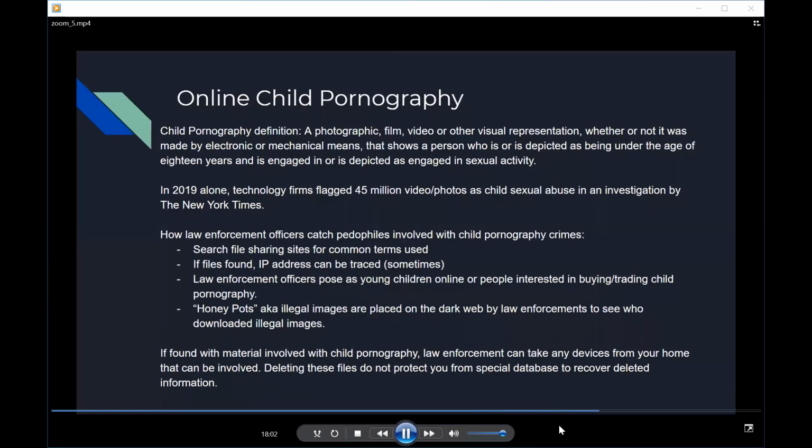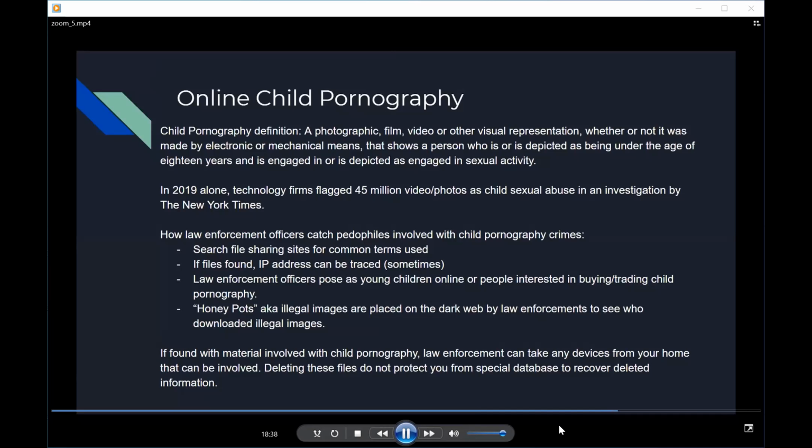So the next slide is about child pornography, which means any photographic, film, video, or other visual representation, whether or not it was made by electronic or mechanical means, that shows a person who is or is depicted as being under the age of 18 years and is engaged in or depicted as engaged in sexual activity. In 2019 alone, technology firms flagged 45 million videos and photos of child sexual abuse, according to investigations by the New York Times. This is how law enforcement officers catch pedophiles using child pornography crimes.